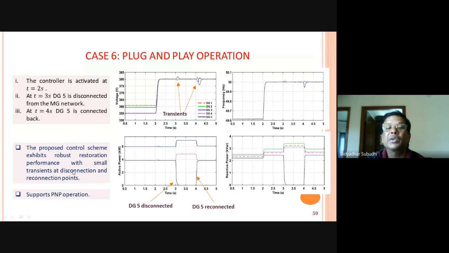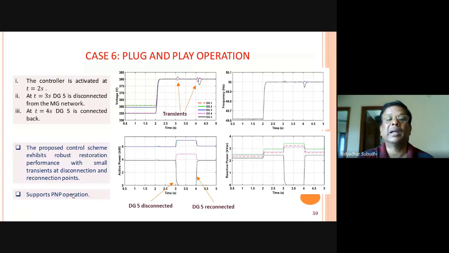And the proposed control also enables the restoration of the nominal frequency quickly. And these are the corresponding active power and reactive power characteristics when the DG5 is connected and disconnected. These are the different behavior of the power transfer. From this graph we see the controller we have designed exhibits a robust restoration performance with small transients at disconnection and reconnection points. So therefore this particular control enables the plug and play operation.